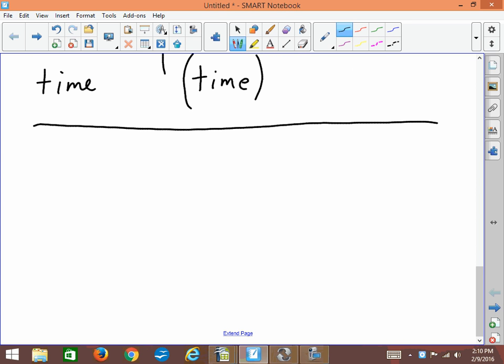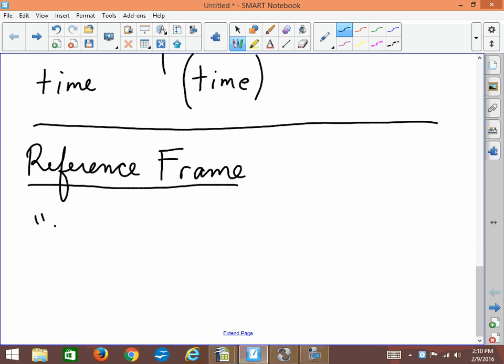We need to also understand one other very important tool that we will use besides these new numbers, and that is the reference frame. A reference frame is basically a stage on which events will play out.